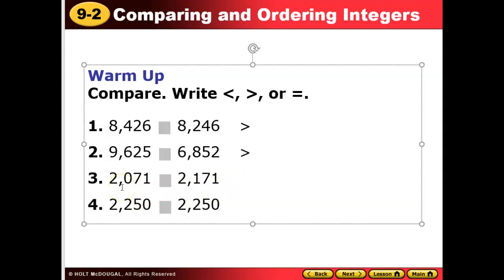Number 3, 2,071 compared to 2,171. There is a 1 in the hundreds place and a 0 in the hundreds place. So this one would be 2,071 is less than 2,171. And for number 4, 2,250 is equal to 2,250. So you would use the equal sign for that. So that's just getting you prepared for what we are going to do for this lesson.